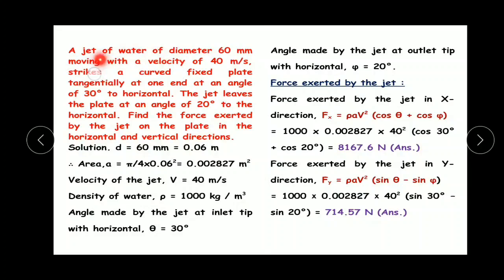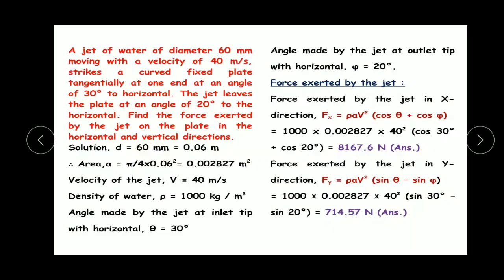Here it is given that the jet is of water, so the fluid striking is water. So density of water rho equal to 1000 kg per meter cube. The angle made by the jet at inlet tip with the horizontal is given as 30 degrees, and it leaves at an angle of 20 degrees, that is phi equal to 20 degrees. Now you have to calculate the force exerted by the jet in the horizontal direction as well as in the vertical direction.